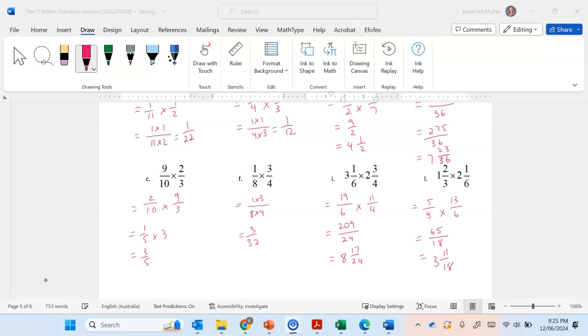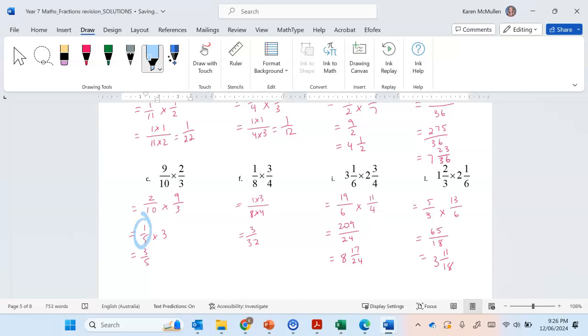Just want to look at question C because I thought it was quite an interesting one. So let me just highlight. So we've got 9 over 10 times 2/3. So I knew to change the numerators just to make it a little bit easier. So we had 2 10s over 9/3. Now 2 10s becomes 1/5, which is here, and 9 over 3 is, so 9 divided by 3 is 3.